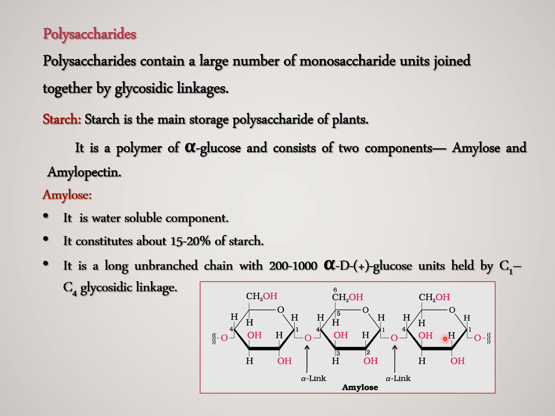The same observed in the other case. If you can remember, what was it? Down, down, up, down. Okay, so we are having C1C4, C1C4 glycosidic linkage formed where minimum 200 to 1000 such glucose molecules are arranged in long unbranched chains. This is the partial structure of amylose.